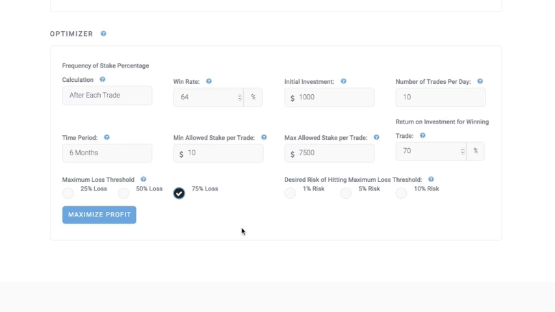So I'm going to go ahead and select this, and I'm going to say I want the probability of hitting that 75% loss to be rather low. I'm going to go with 5%. Now, you may be more interested in 1%, but I'm going to go ahead and select 5%. So this is just the probability. This 5% risk is the probability that I'm actually going to hit ruin or lose 75% of my initial investment. Okay, so I'm going to go ahead and click maximize profit. So this is going to run, and we're going to let it run for a little bit.